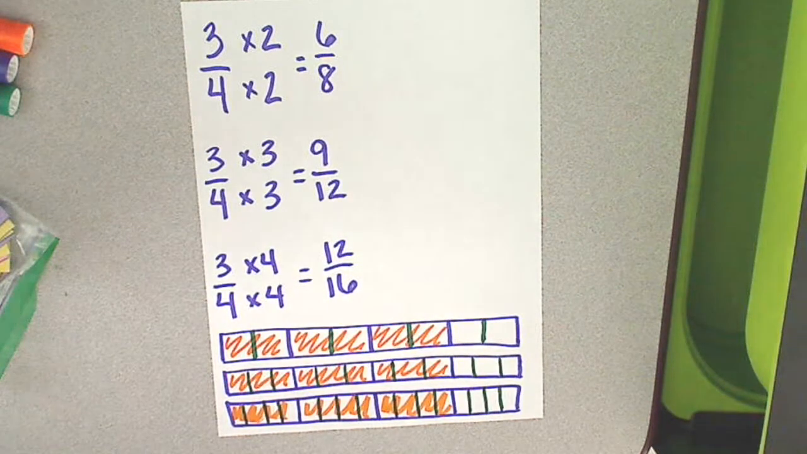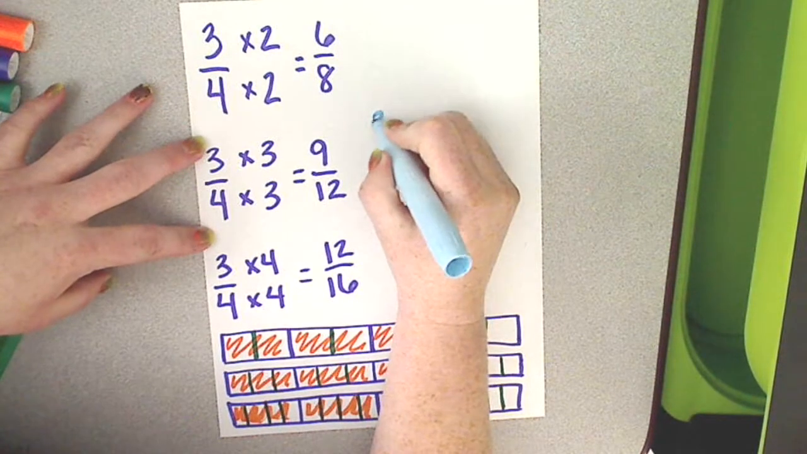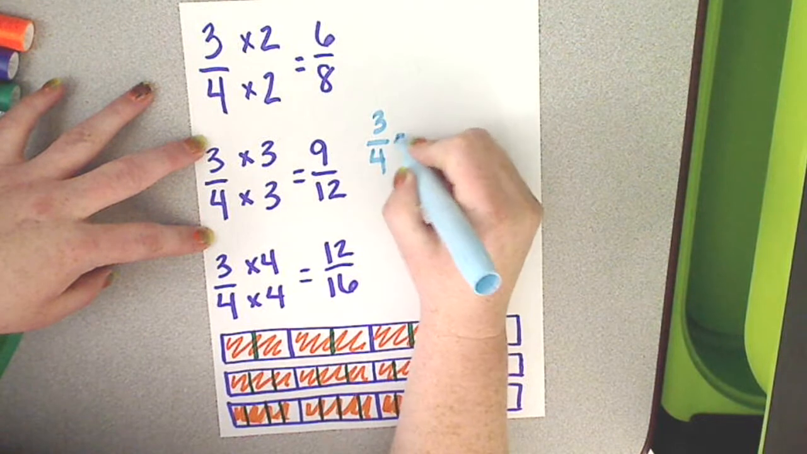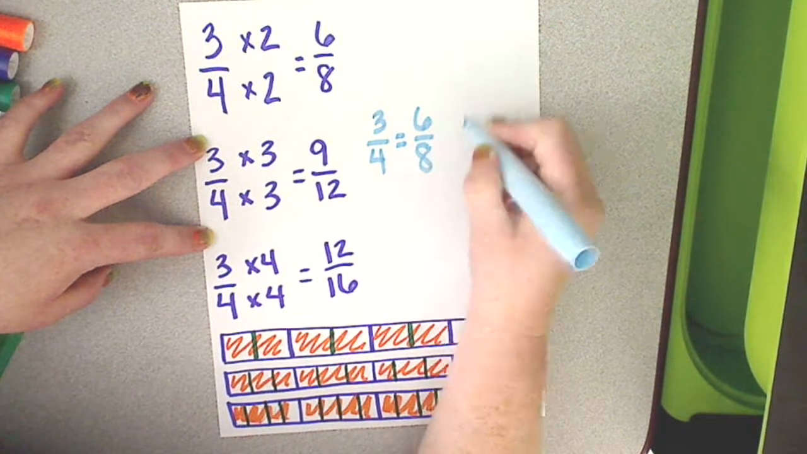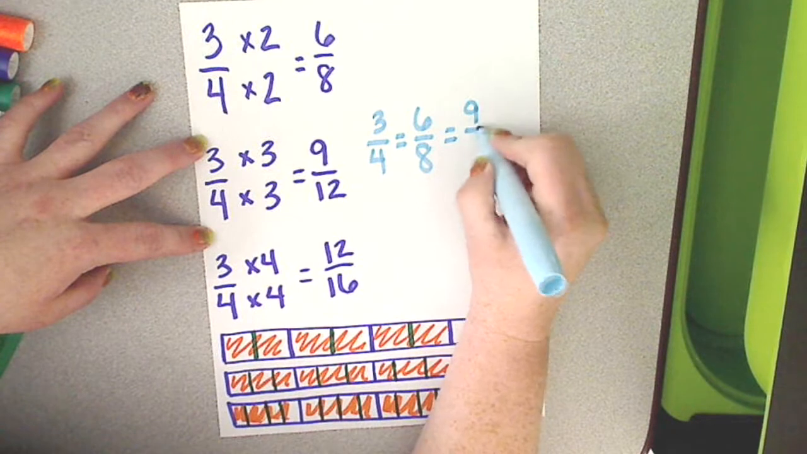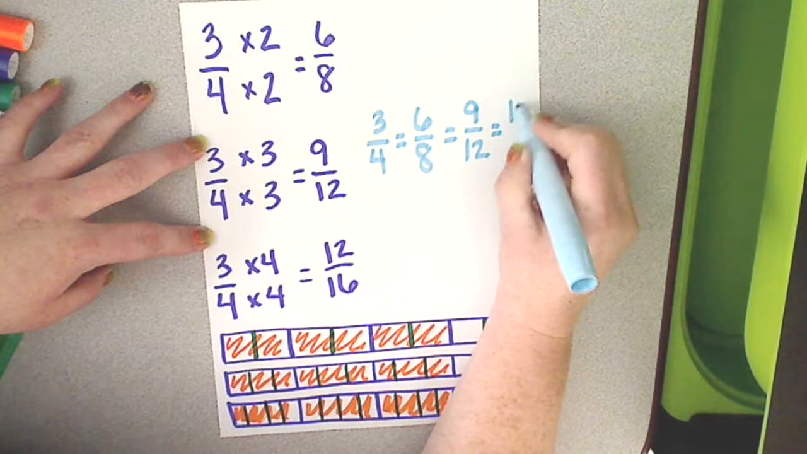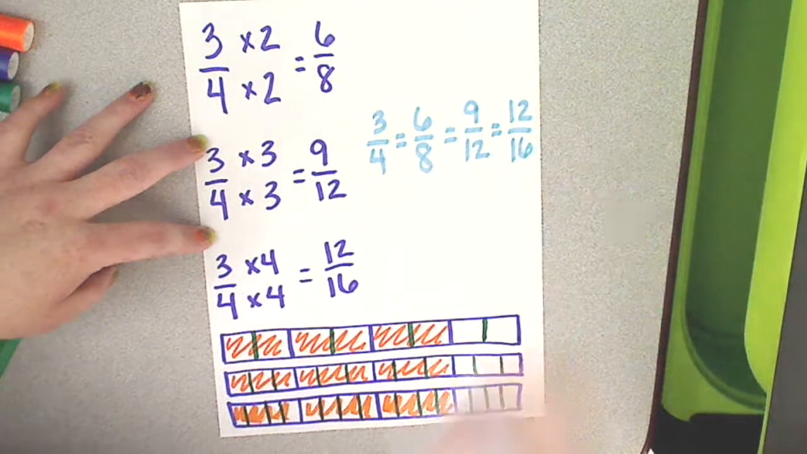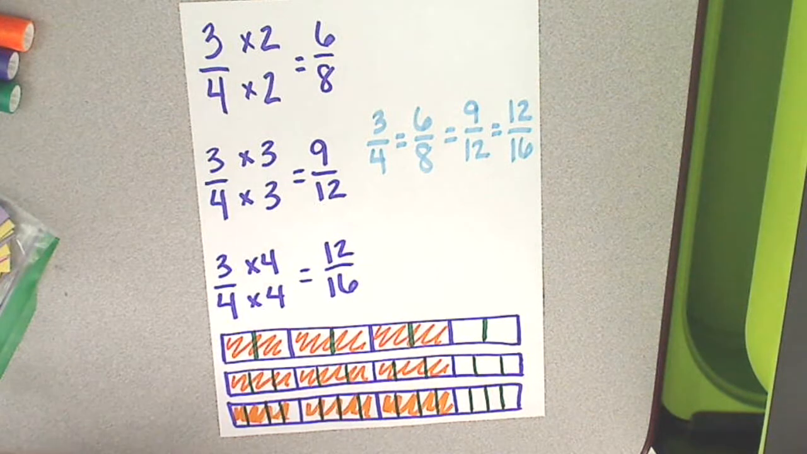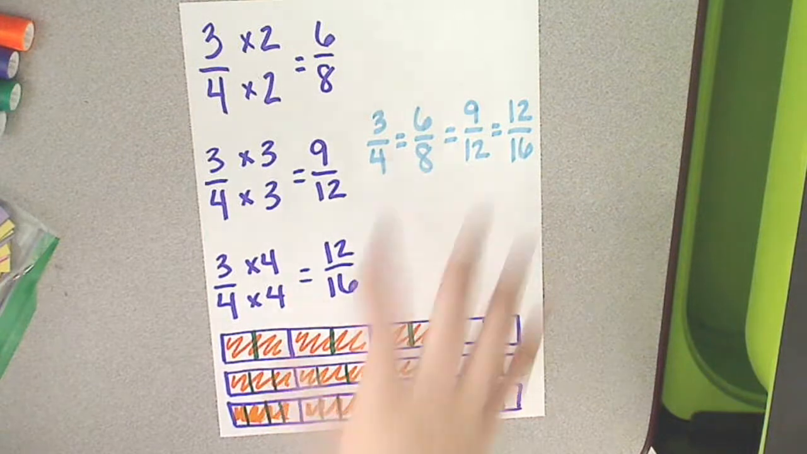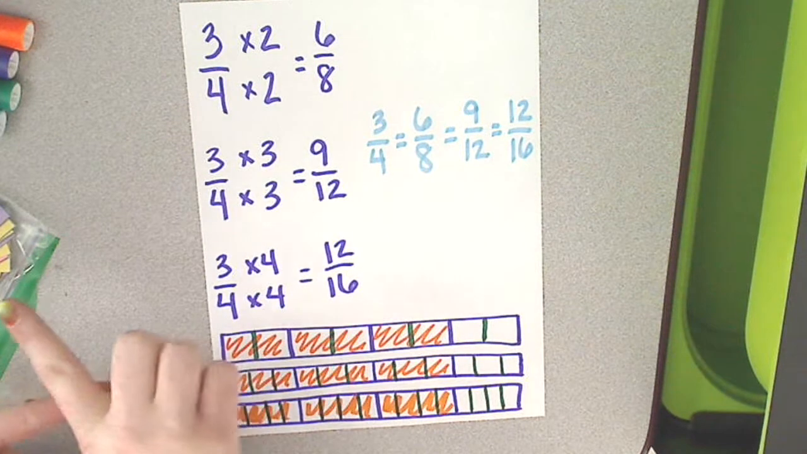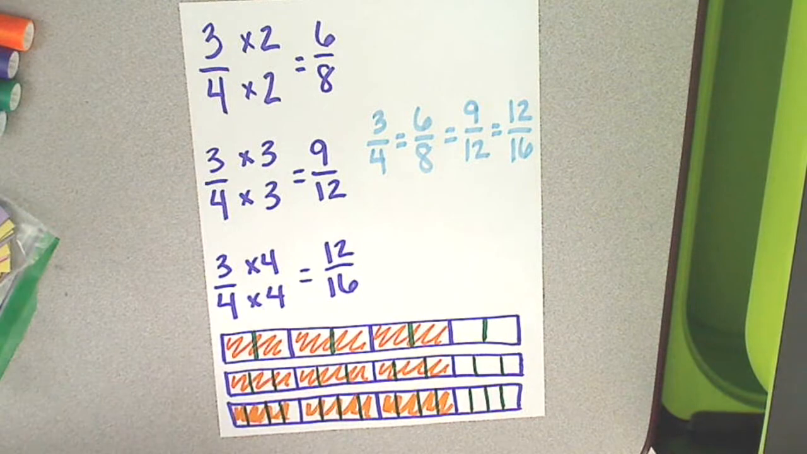So we've now proven beyond a shadow of a doubt that 3/4 is equal to 6/8, which is equal to 9/12, which is equal to 12/16. Now we're going to work these pieces backwards, because not only can you use multiplication to create equivalent fractions, you can use division to reverse the process.